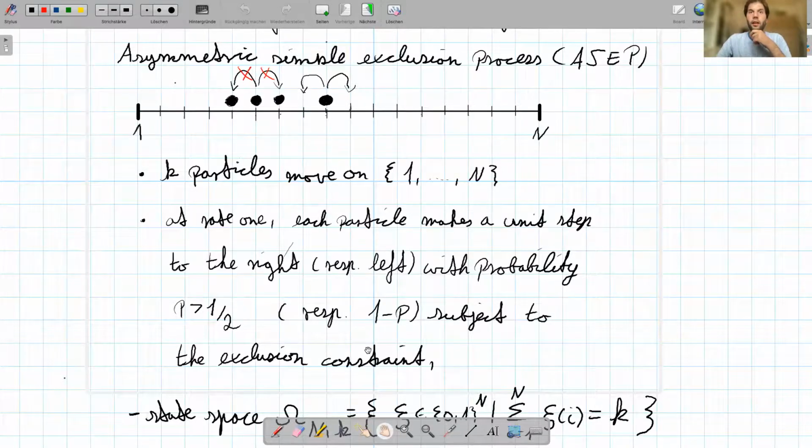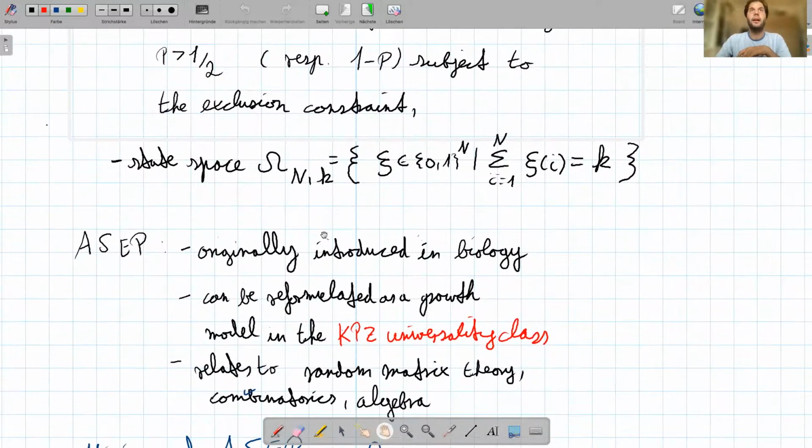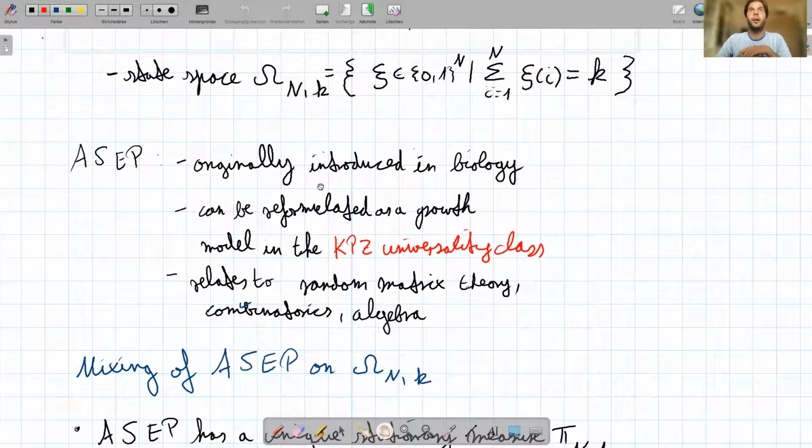So this defines a continuous time Markov chain with finite state space, and we can write down the state space Omega_{n,k} as consisting of all configurations xi in {0,1}^n such that the entries of xi sum up to k.